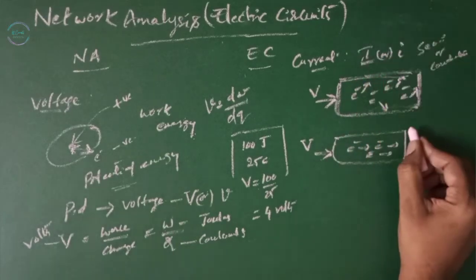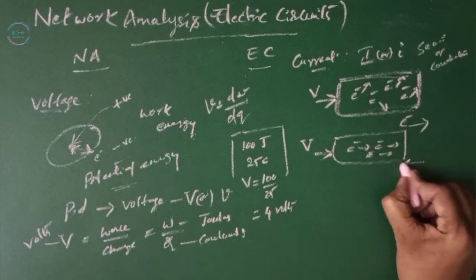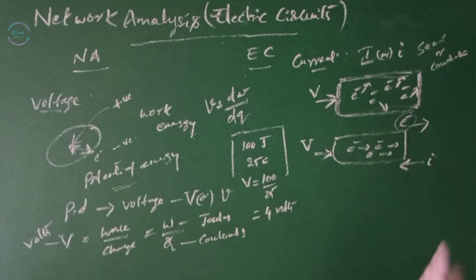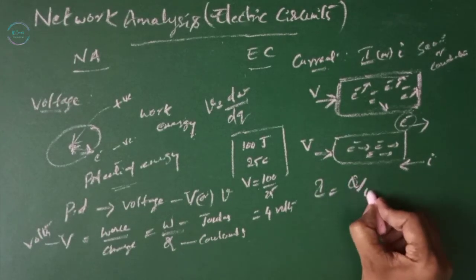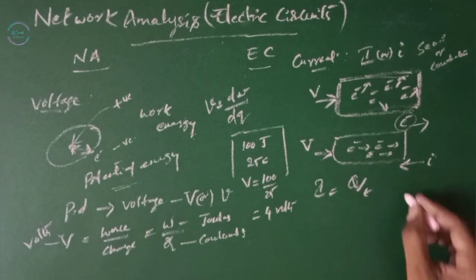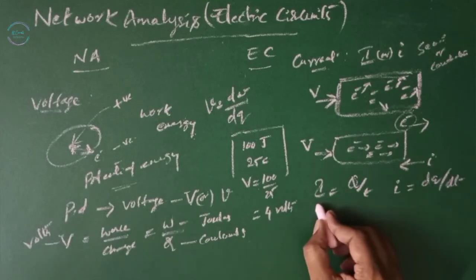If the electrons are moving in this direction, then the conventional current direction will be opposite, since electrons have a negative charge. Current is defined as the rate of flow of electrons in a conductive or semiconductive material. It is measured by the number of electrons that flow past a point in unit time. Mathematically, I equals Q by T. For small charges, I equals dQ by dt. Current is measured in amps.